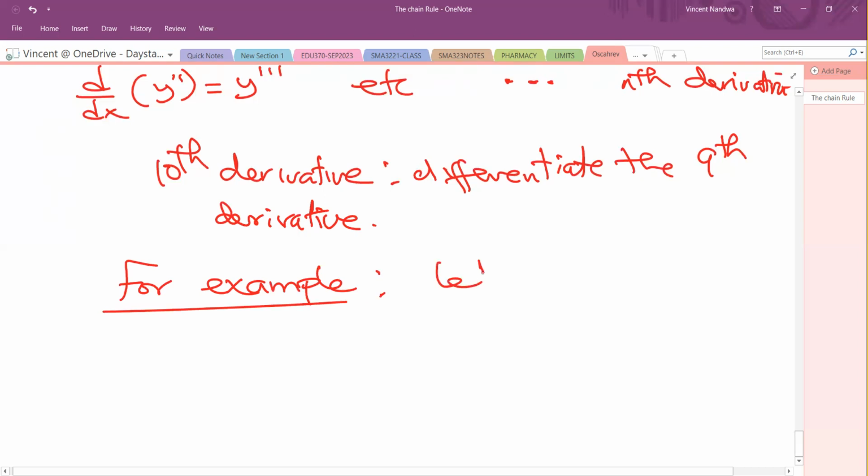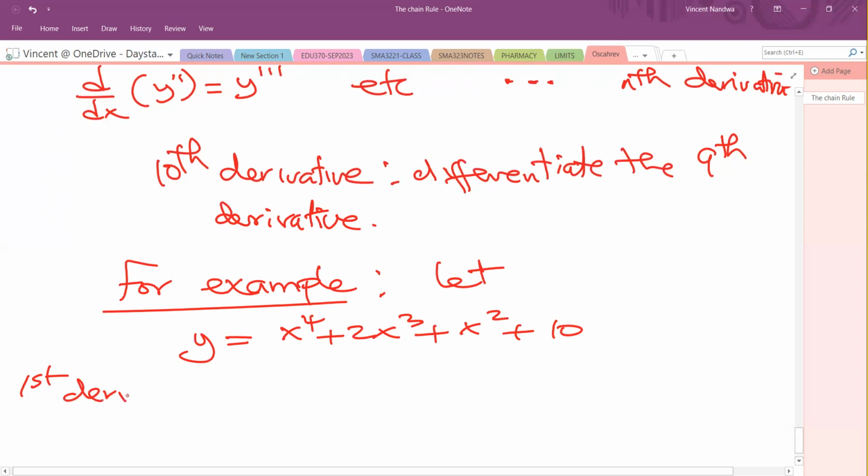let y be given by x power 4 plus 2x power 3 plus x squared plus 10. Okay. So the first derivative, what we call dy dx. Tell me, what will be the dy dx of this function?